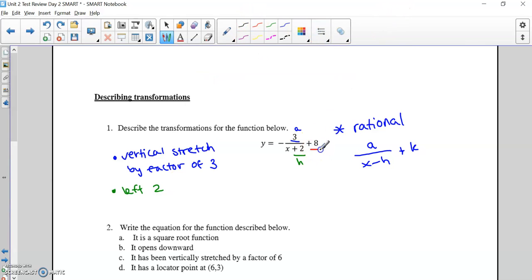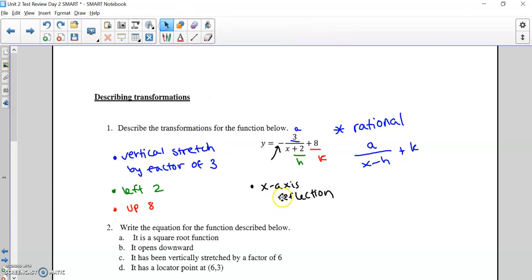Okay, and next we have this plus 8, and that's going to be our k, so we're moving up 8. And now the last thing is that we actually have a negative sign up there. So we have a reflection about the x-axis. Okay, and that is all of the transformations that are happening here.